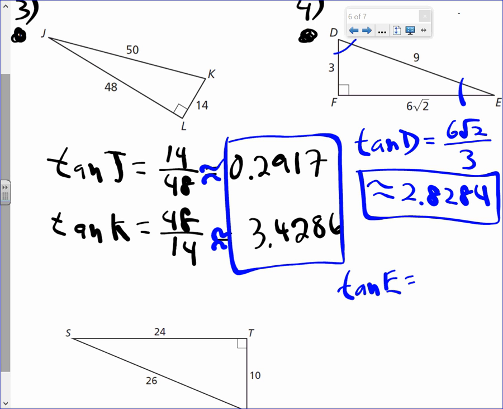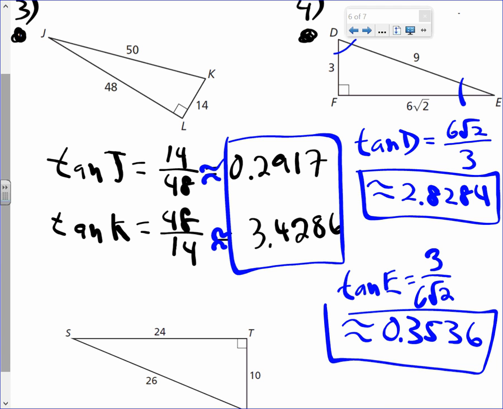Tangent of E. Let's go. What is opposite to E, Mr. Aguiar? What side is opposite to E? You're awesome. Franco, what side is adjacent to E? Right. Adjacent to E. We're rocking and rolling. Type that puppy in. Let's do it. 3 divided by 6 rad 2. So it'll be 3, 6 then. Nice. Approximately.